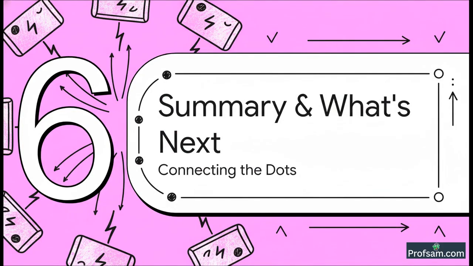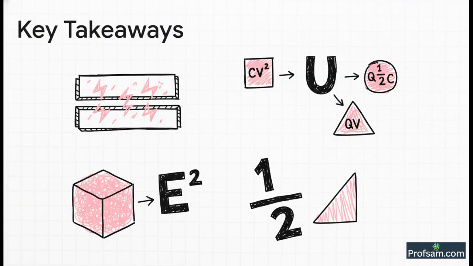So, let's quickly summarize the most important points from this topic. These are the absolute essentials you need to take away from this explainer. First, the energy isn't in the metal plates. It's actually stored in the electric field between the plates. Second, remember the three main forms of our golden formula. And of course, never ever forget that 1/2 factor from the area of the triangle.